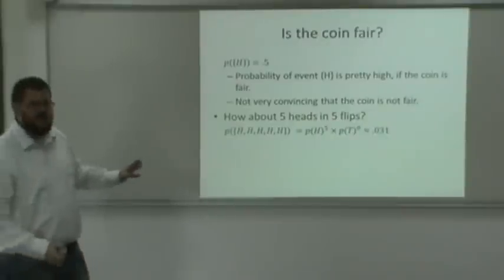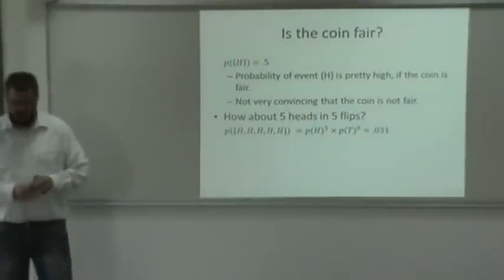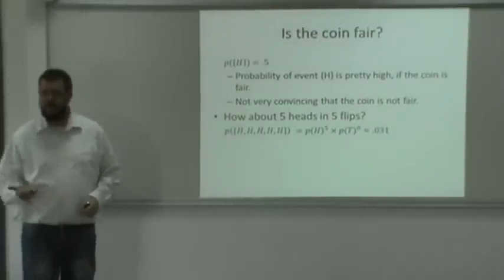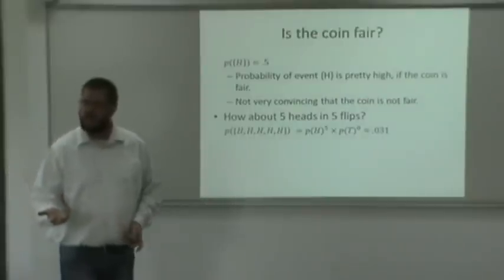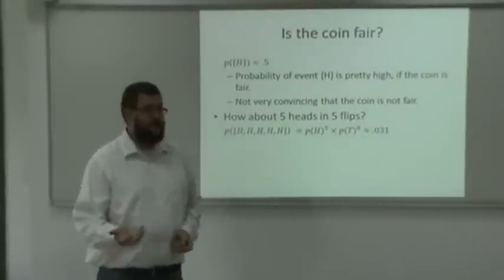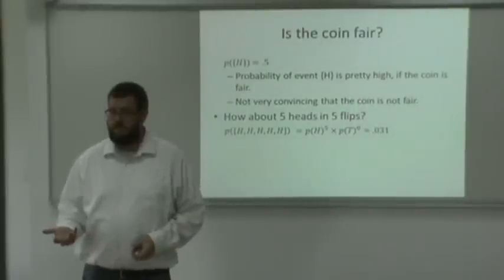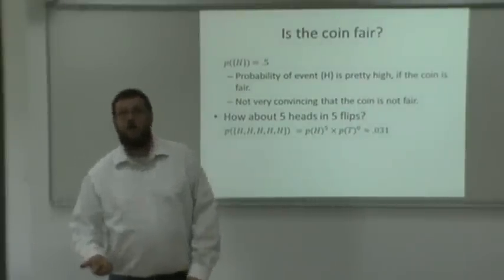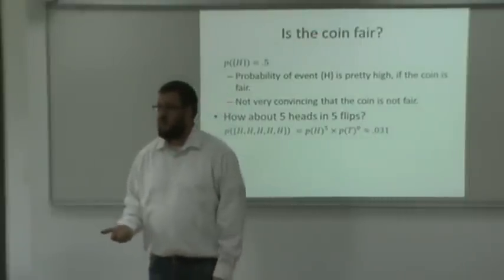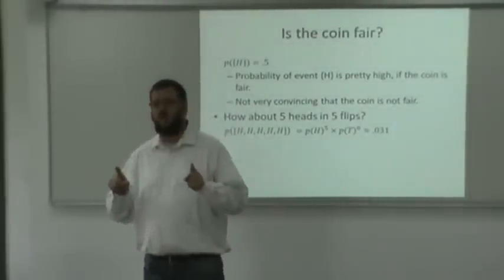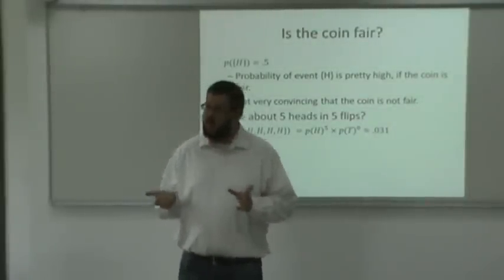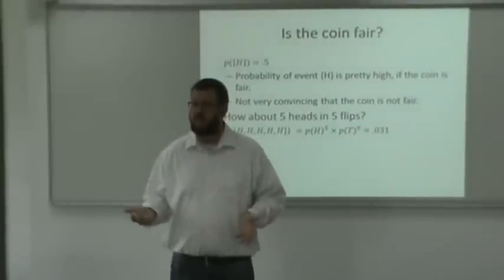Now, if I flipped the coin 5 times and I got 5 heads, is this more convincing evidence that the coin is not fair? I would argue that we don't know whether the coin is fair or not, but I would argue that we do know whether the evidence is more convincing.